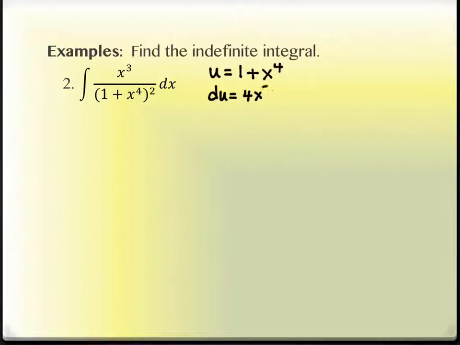4x to the 3rd. I need one more thing. dx. So what's sort of concerning at the moment? Yeah, there's a 4 there that's concerning, right? There's not a 4 in my equation, or in my problem, right? It's not an equation, it's an antiderivative. There's not a 4 in it.